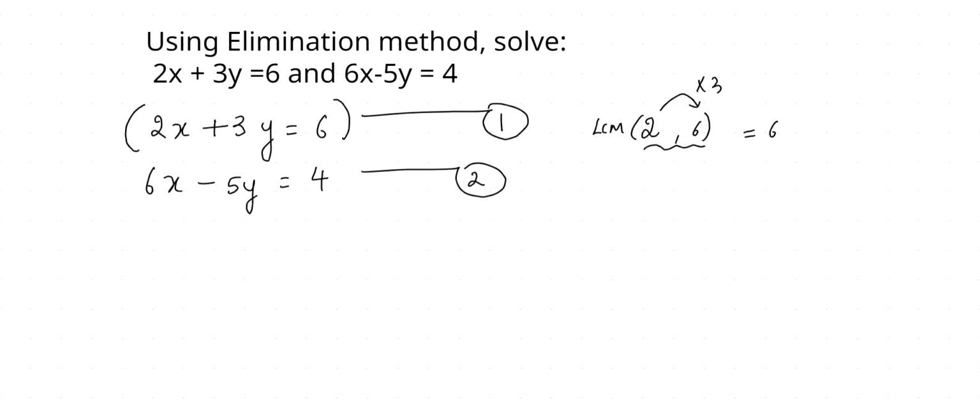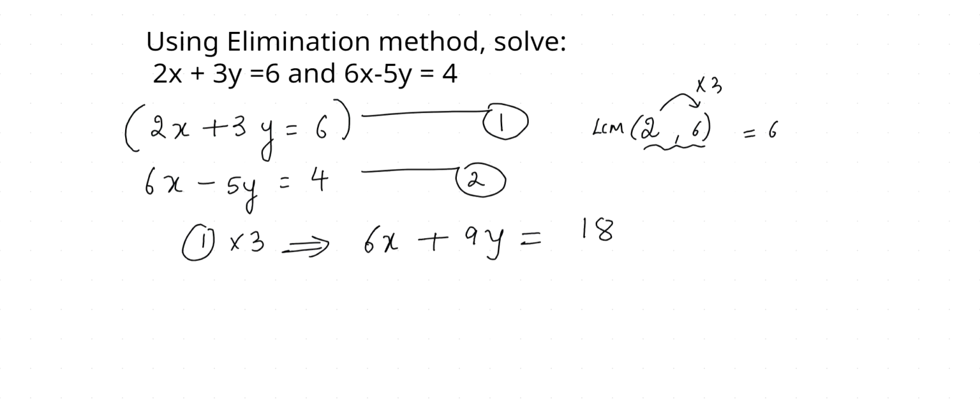So when you multiply equation 1 by 3, look what happens. 2 3s are 6, 3 3s are 9, 6 3s are 18. I'll get 6x plus 9y is equal to 18. Since I've modified it, I've transformed it now, I'll call it equation 3.